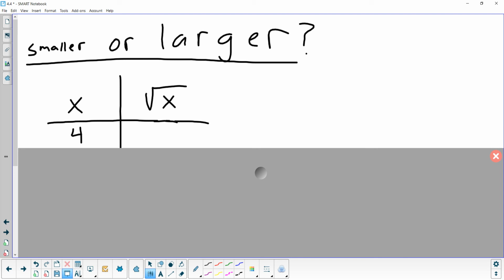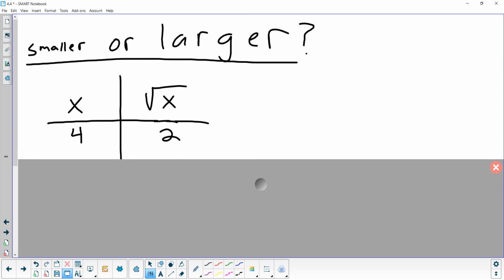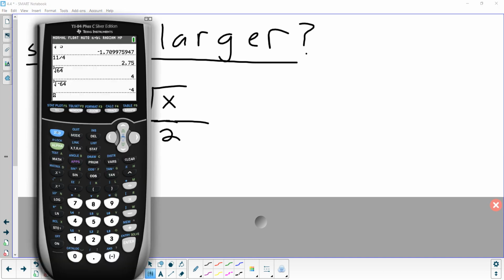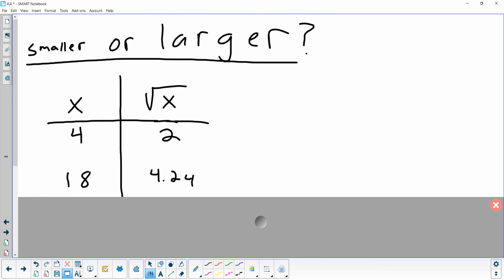Let's try 4. What's the square root of 4? Yeah. 2. So what happened that time? Smaller or larger? Yeah. Okay, that got smaller. Let's try square root of 18. Okay, 4.24. That's smaller. Can anybody think of a number I can take the square root of and it doesn't get smaller?